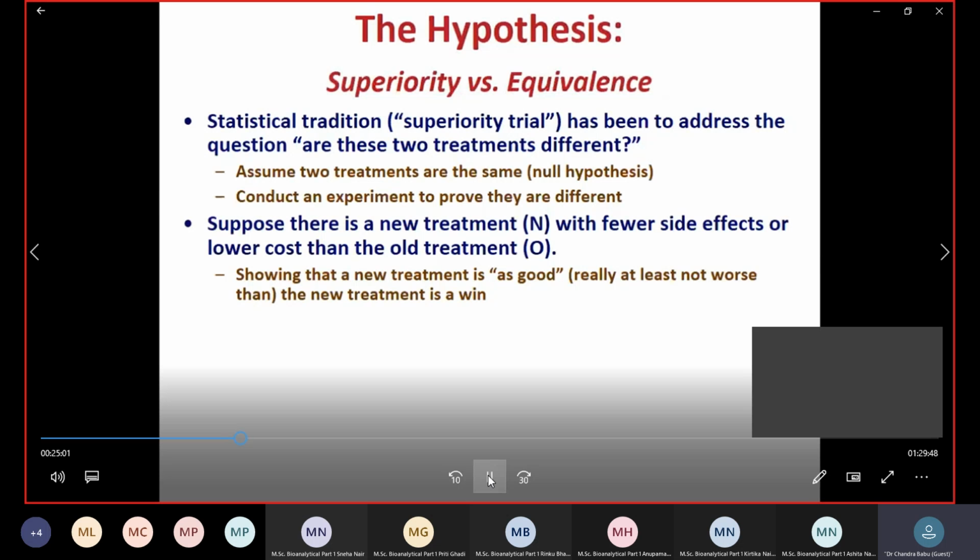Suppose there's a new treatment and an old treatment. And I want to show the new treatment is as good as, really not worse than, the old treatment. That's a whole different way of thinking. That's a lot different than proving that they're different. I'm setting out to prove they're as good. So let's say the new treatment is less invasive and costs less. I don't need to prove that it's better. I only have to prove that it's as good, because I'll save money and I won't have to do surgery, for example.